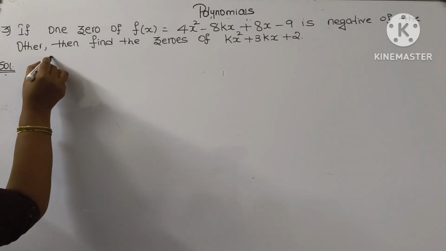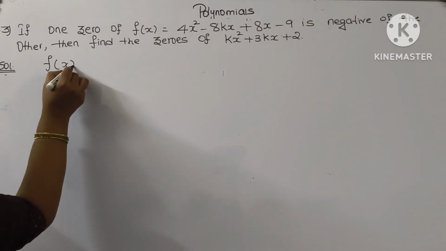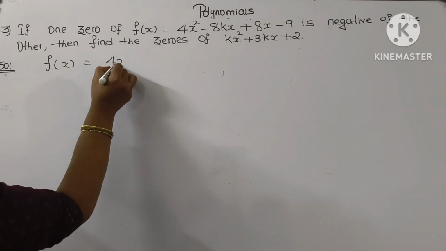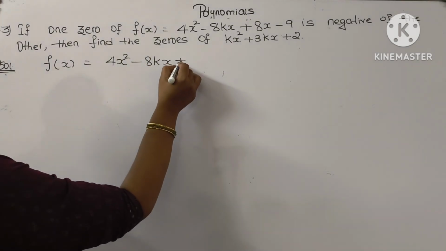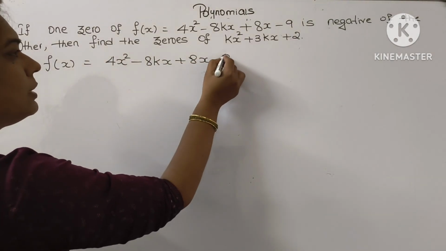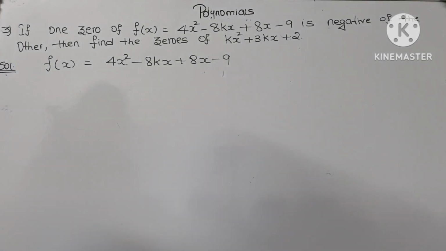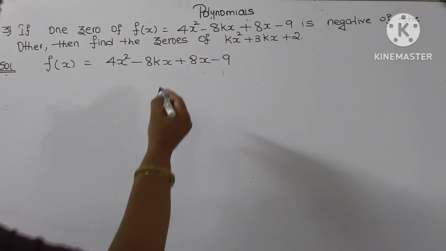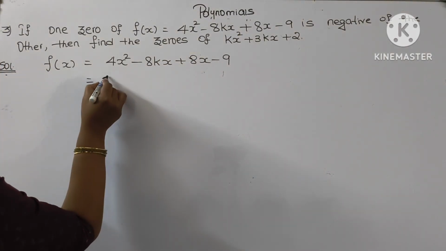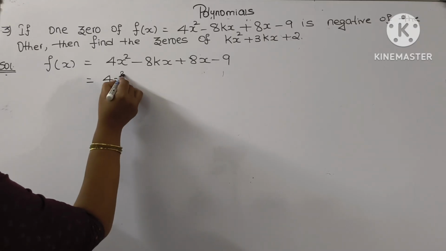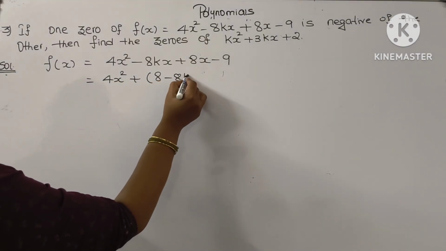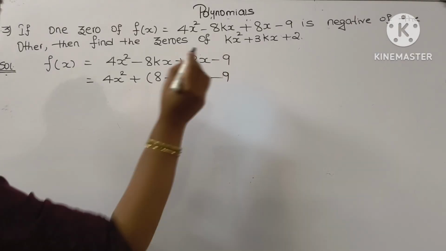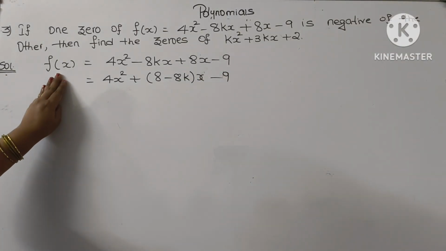f of x. So the first polynomial is 4x² minus 8kx plus 8x minus 9. If you see properly, children, there are two x terms. So combine them and write it together: plus (8 minus 8k)x minus 9. So basically this is your f of x.